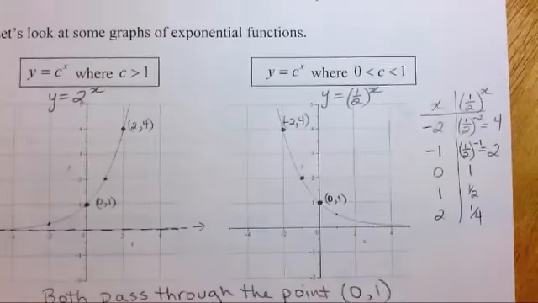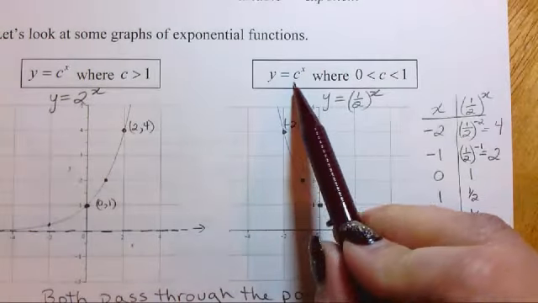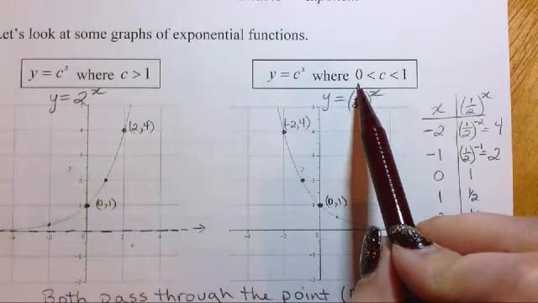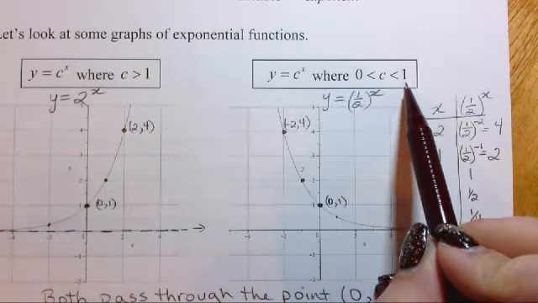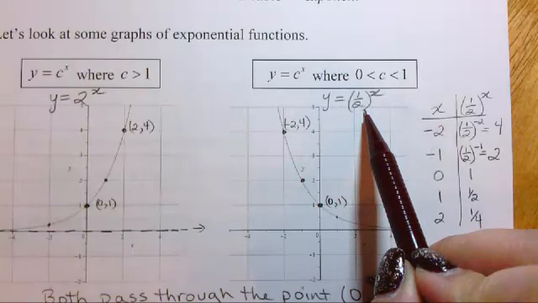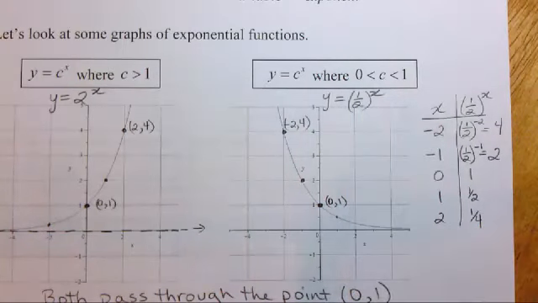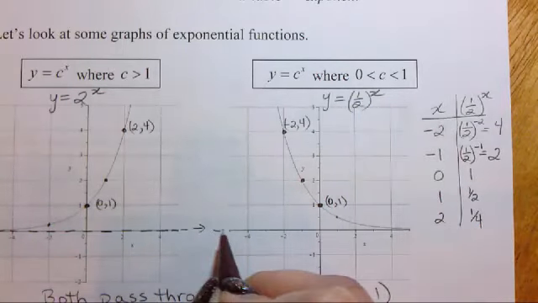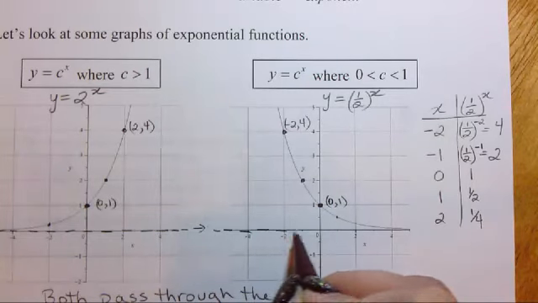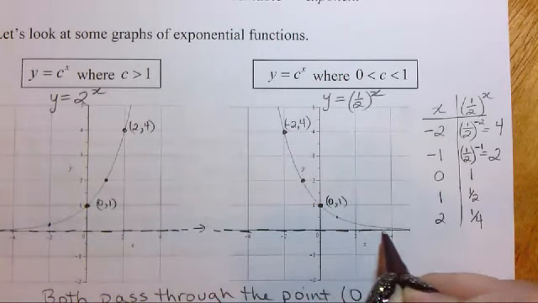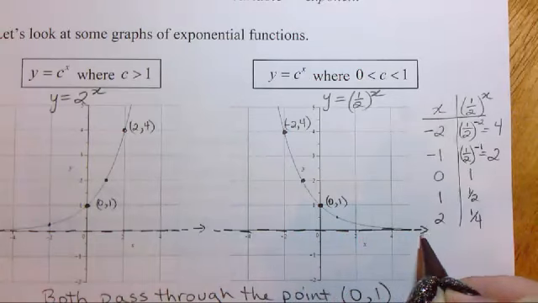Over here on this one, this is where c is between 0 and 1. This example here is y equals 1/2 to the power of x. And I'm going to do the same: I'm going to show that my asymptote is at y equals 0.